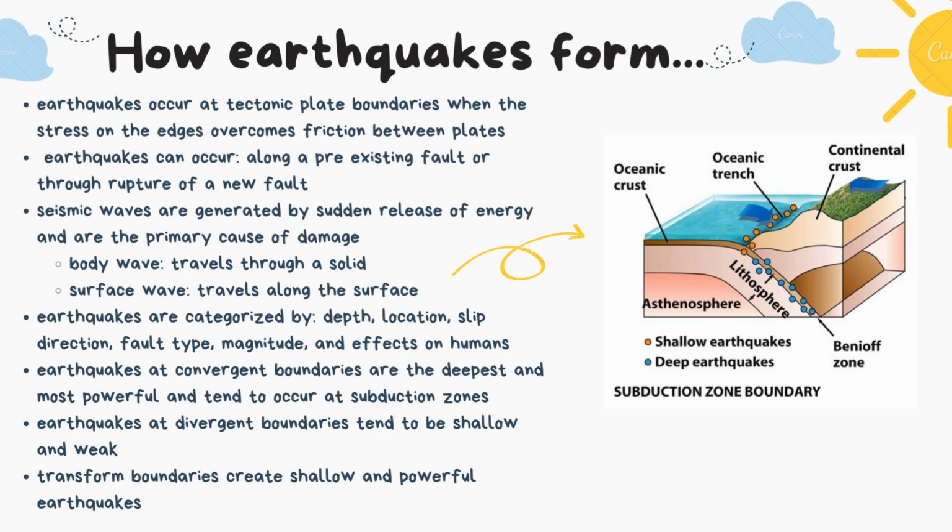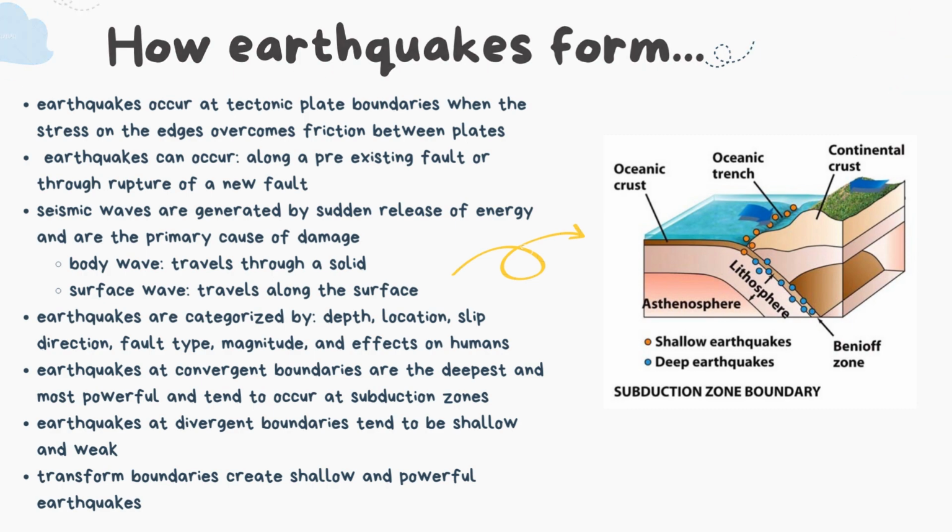Earthquakes are categorized by depth, location, slip direction, fault type, magnitude, and effects on humans. Earthquakes at convergent boundaries are the deepest and most powerful and tend to occur at subduction zones. Earthquakes at divergent boundaries tend to be shallow and weak, and at transform boundaries, earthquakes are shallow and powerful.